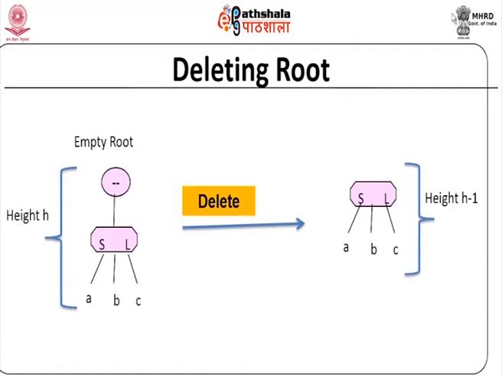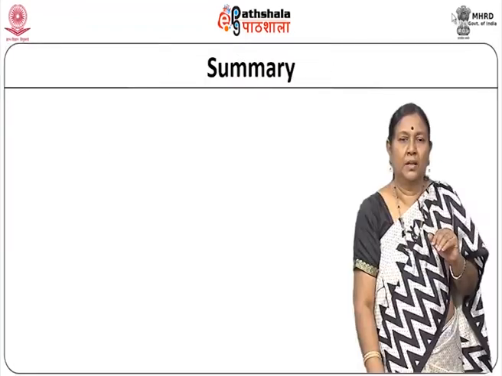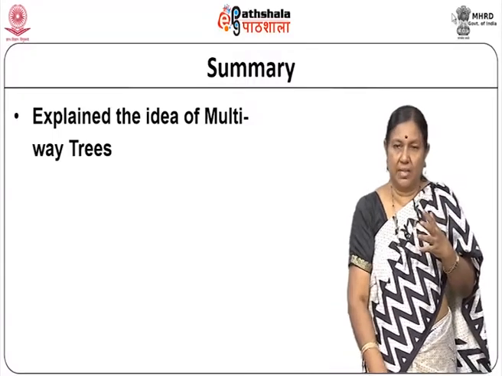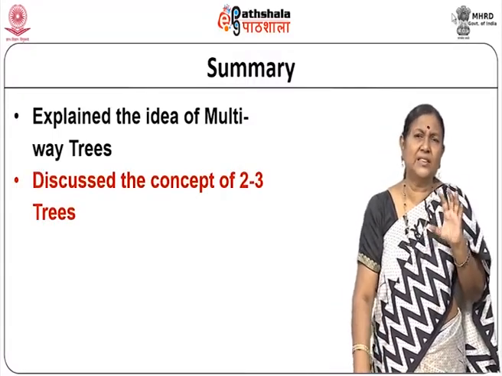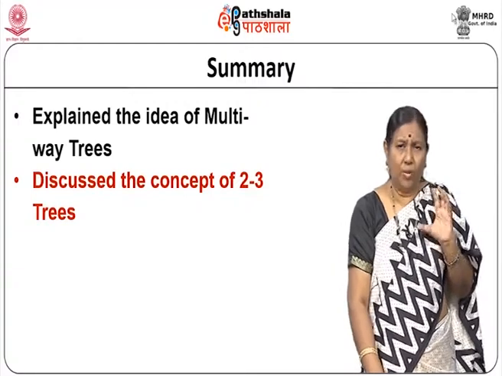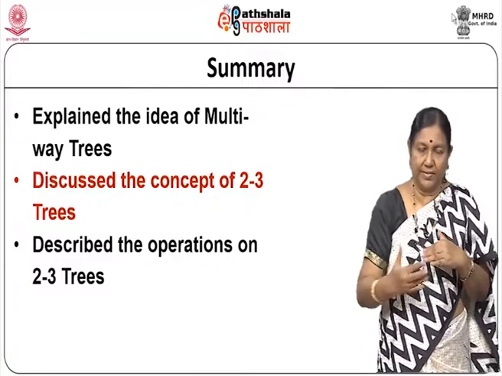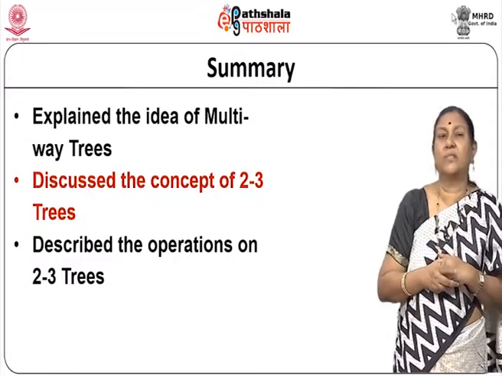So, in deletion you had 3 cases, you had leaf, at the leaf if you delete, what happens, how do you merge? Internal nodes, if you again both merge and redistribute, how do you merge and redistribute? And at a root, what do you do? At a root you do a deletion and decrease the height. Okay. So, in this particular module we had explained the idea of multivariate trees. We discussed the concept of 2-3 trees, what does it mean? It is different from what we have seen up to the previous modules because of the following.